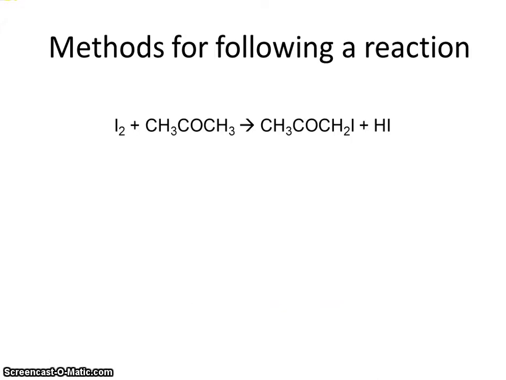Okay, let's look at another possible reaction we may want to follow. So this, perhaps less familiar, is a reaction between iodine and this molecule propanone, and iodine will actually react with propanone to produce this iodinated compound plus hydrogen iodide. Now, how might we follow the rate of that reaction? Well, give yourself a chance to think about it and pause the video, and when you're ready we can restart.